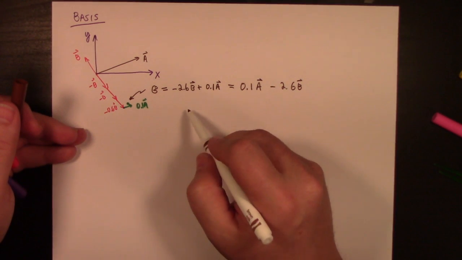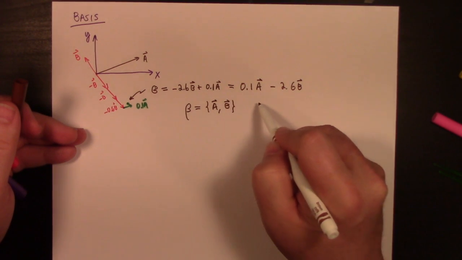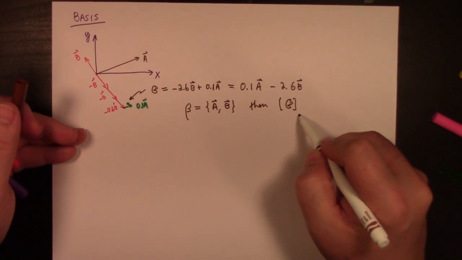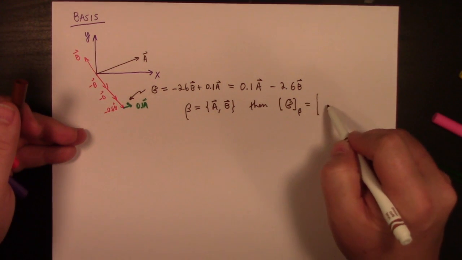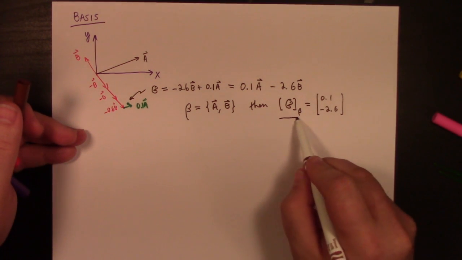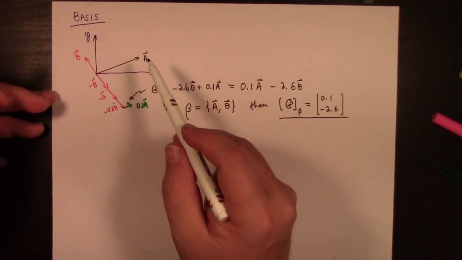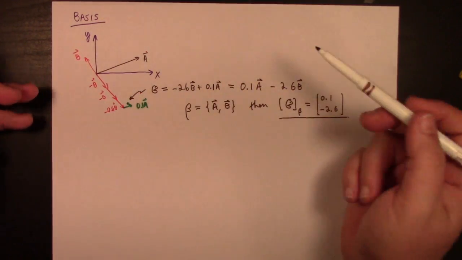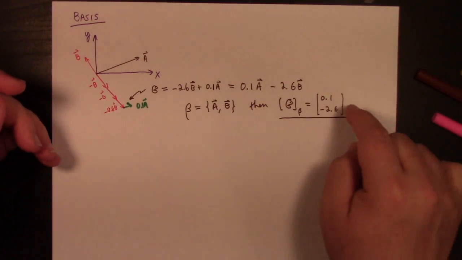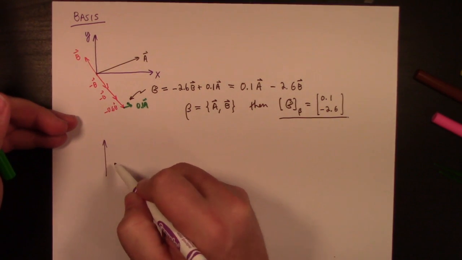So if I let my basis for the plane be the set A, B, then the coordinates of Pac-Man with respect to the beta basis would be 0.1 and minus 2.6. Now, if you start thinking about it, as long as I have two vectors which are not collinear, I'm going to be able to reach any other point in the plane by taking linear combinations, and that's what makes it a basis.